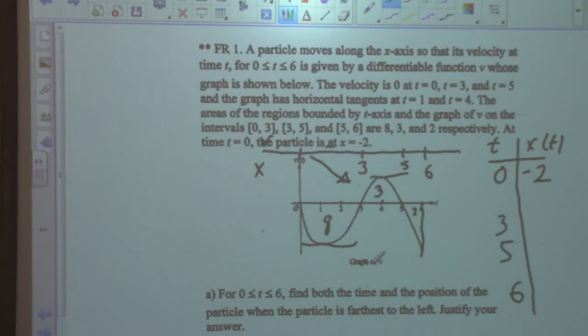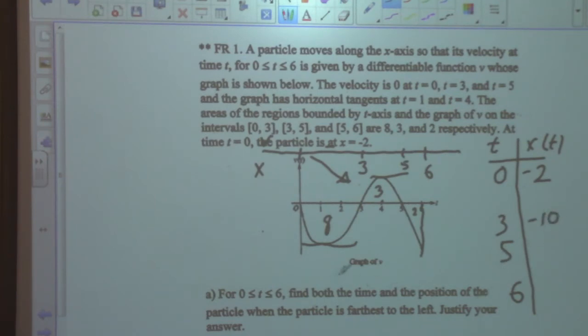What number do you see that shows how far x goes down? Which number? I'll give you a hint. It's either 8 or 3 or 2. Which number shows you how much it goes down? Okay, we're talking between 0 and 3. So 8. So if we go down 8, what is it going to be over here? So negative 10 goes right here.